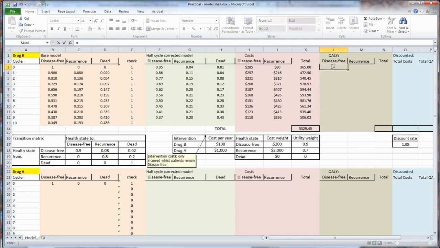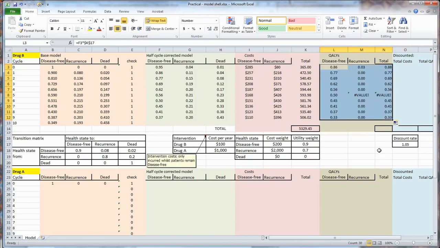We do the same thing for QALYs, so it's the proportion disease-free multiplied by the utility weight for disease-free, and the proportion in recurrence multiplied by the utility weight for recurrence. And then we can estimate the total, so these are the total QALYs gained per cycle. So it's the QALYs gained by people who were disease-free, plus the QALYs gained by people who were in recurrence. And then we can copy all of that down, and we forgot to make them absolute references, so we have to go back.